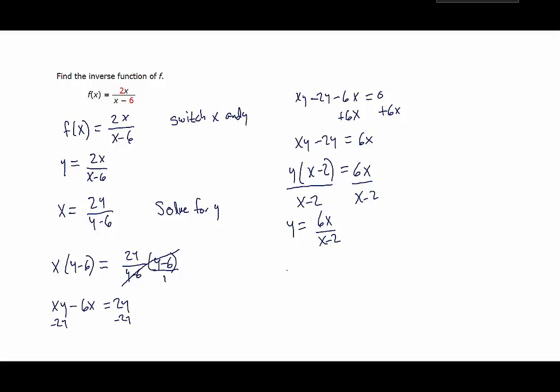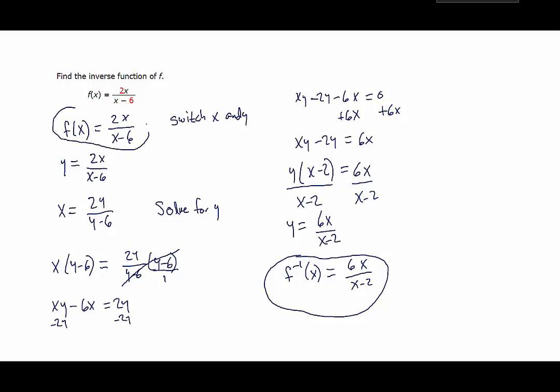So using the inverse function notation, we will say then that the inverse function of f is 6x over x minus 2. So this function is the inverse of this function.